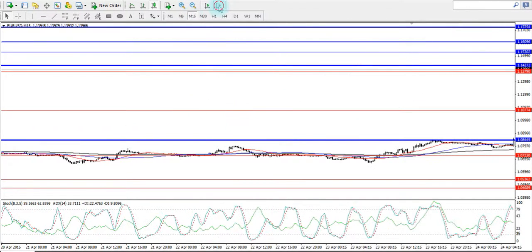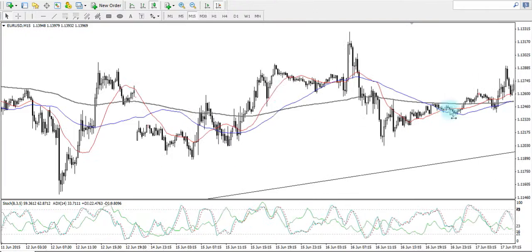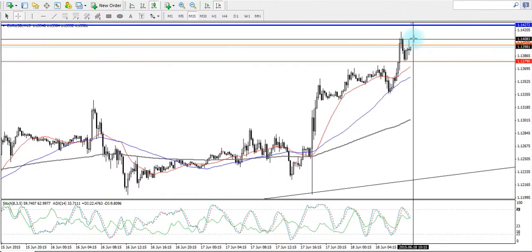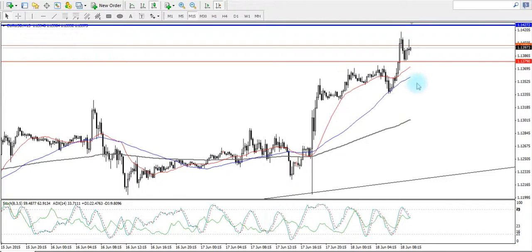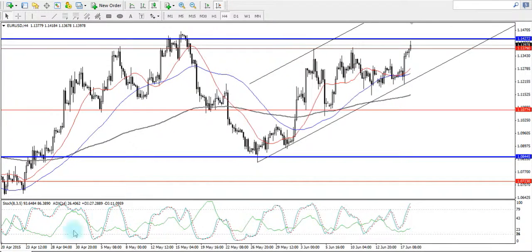So zooming the smaller time frame in the 15-minute chart, what we want to do is wait for price to appreciate a little further and wait for it to retrace, and as it touches the 55 moving average, you might want to use that as the support level to go for the long opportunity. Alright, so that's pretty much for the euro against US dollar.